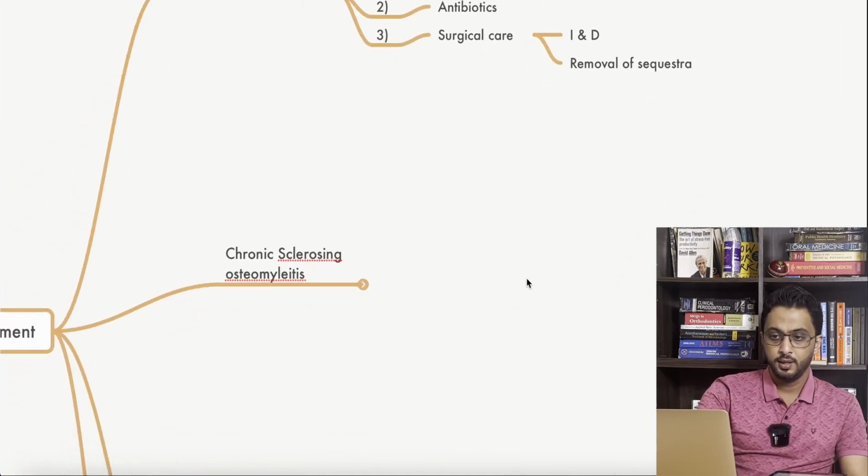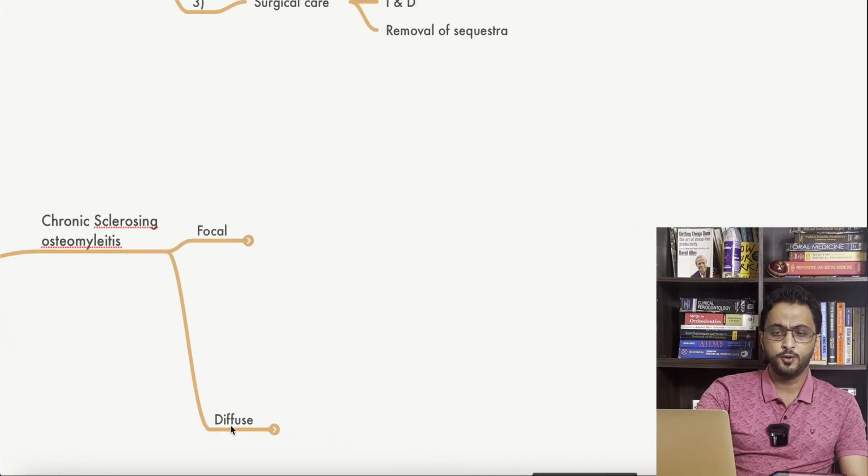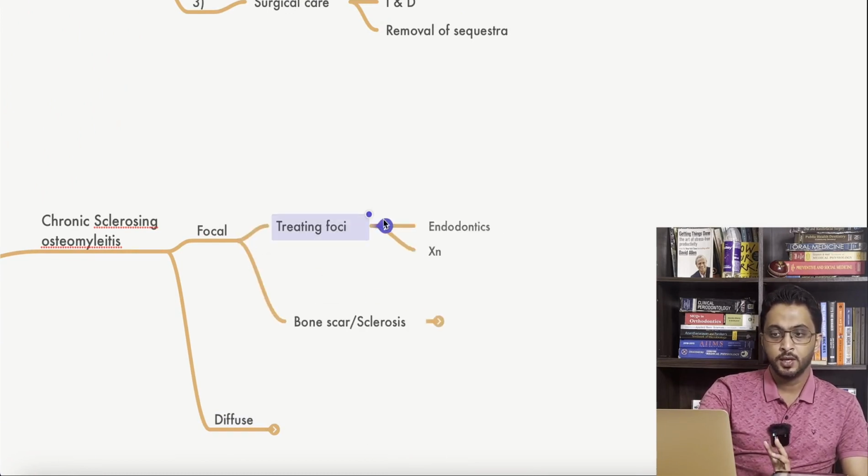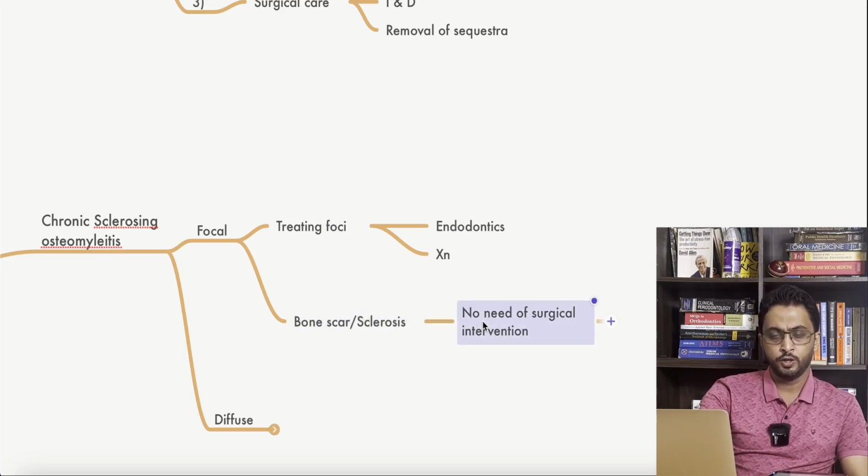Basically simple. Now chronic focal and chronic diffuse. Diffuse is very elaborate, you can't do surgical, but focal, if you want, you can go for surgical. Basically treat the foci. Again, it's a carious lesion, so do either root canal or extract the teeth. Sclerosis, basically you don't need to do anything. No need of surgical intervention, but if in case you need it, you can go for it.